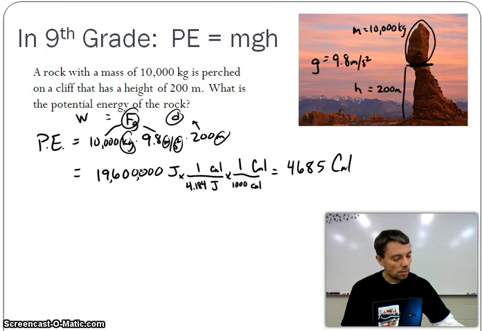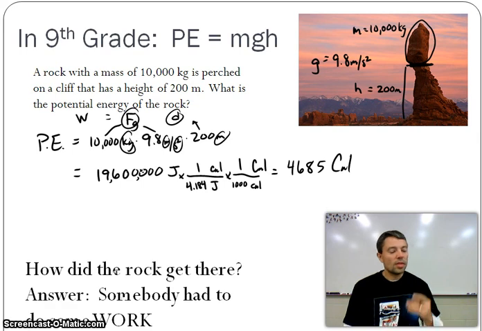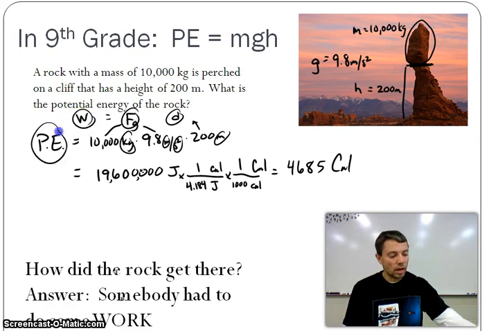So again, how did the rock get up there? Somebody had to put it up there, right? And if there's somebody that's putting it up there, then they had to do work. So again, potential energy and work are kind of the same thing. It's just the way that we look at it, okay?